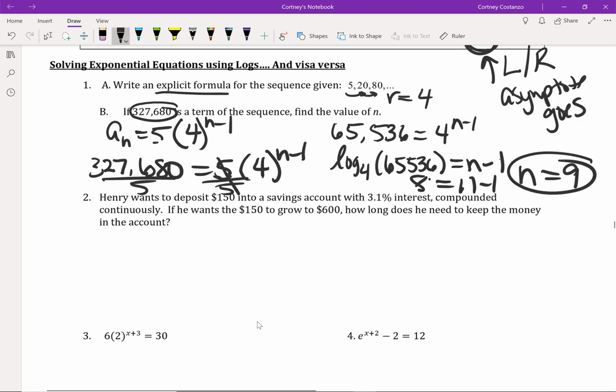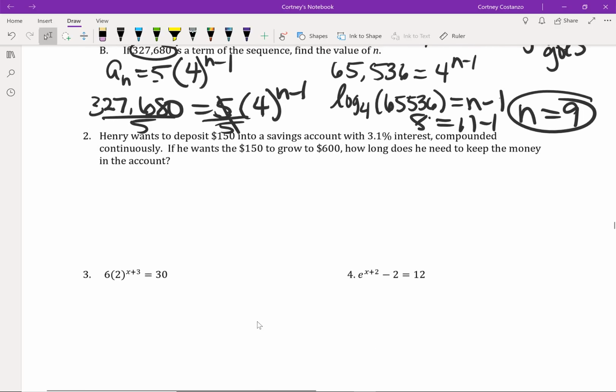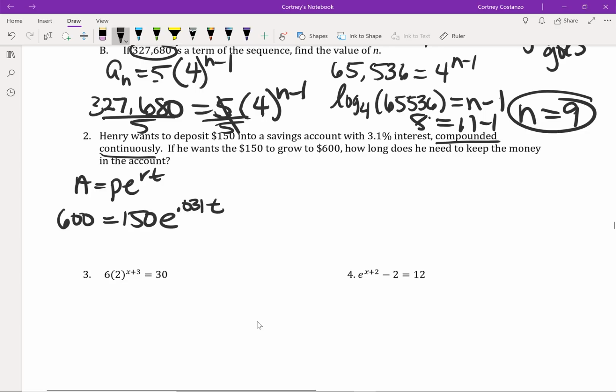Similarly, what if it's compounded continuously and it wants me to solve? So Henry wants to deposit $150 into a savings account with 3.1% compounded continuously. That's PERT. We just talked about that formula on the last page. He wants it to grow from 150 to 600. So he wants it to be 600. He starts with 150. The rate is 0.031. How long will it take?